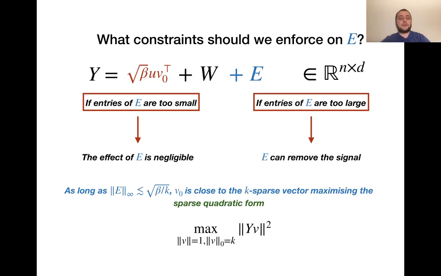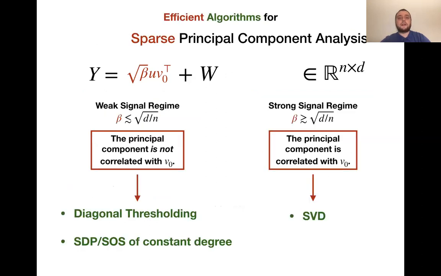It's not difficult to see that if we allow a log factor, if we take E with entries up to root beta over k times log d, then we can remove the signal. So a bound of root beta over k is reasonable because it's close to the optimal one, and also because in this case V0 is close to the k-sparse vector maximizing the sparse quadratic form. So again, exhaustive search works in this case. Information theoretically the problem doesn't change, and exhaustive search has the same guarantees as in the non-robust case for such magnitude of the entries of E.